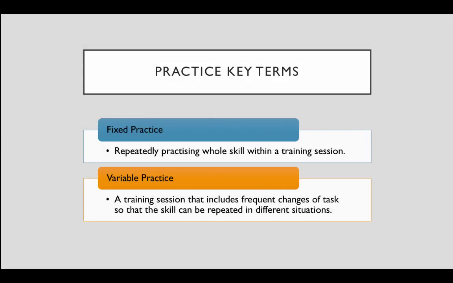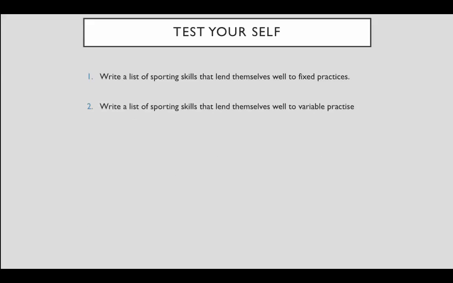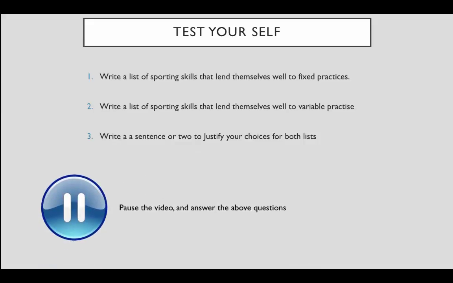Practice key terms. Fixed practice: repeatedly practicing whole skills within one training session. Variable practice: a training session that includes frequent changes of a task so that skill can be repeated in different situations. Test yourself. Write a list of sports skills that lend themselves well to fixed practices. Write a list of sporting skills that lend themselves well to variable practices. And write a sentence or two to justify your choices for both of these lists. Pause the video and answer the questions above.